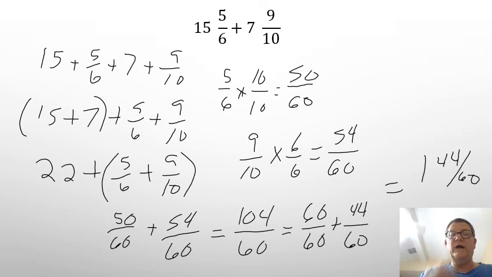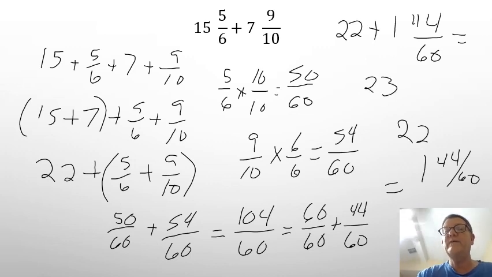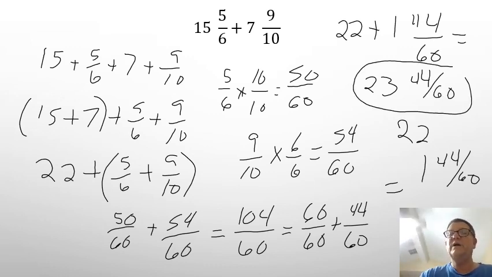Now, I still have to add in the 22 that I had before. So when I add these two together, I've got 22 plus 1 and 44/60. So that's going to give us 22 plus 1 is 23 and 44/60. Now, that's our final answer. I'm not going to reduce it at this time. Okay, we're just worried about adding them. I'll get back to reducing and finding least common denominators later. For right now, we're just worried about adding them.